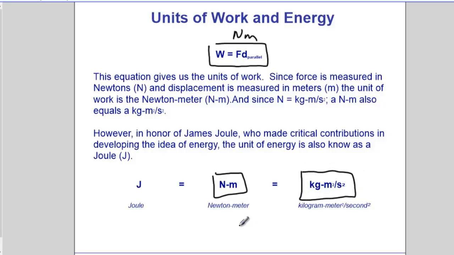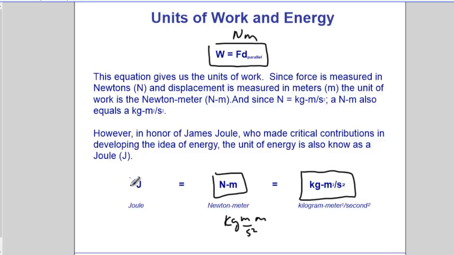I can define that. It's going to take a second. Newtons are mass times acceleration. Kilograms times meters per second squared. So that is a newton times a meter. So we end up with kilograms times meters squared divided by second squared. And it gives us the fundamental units for work.